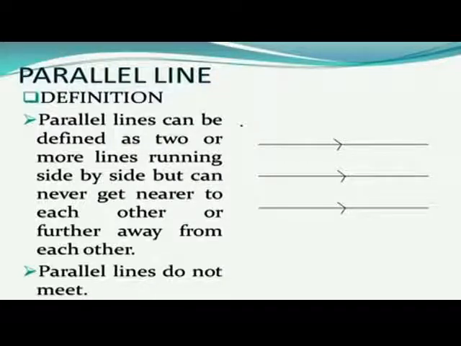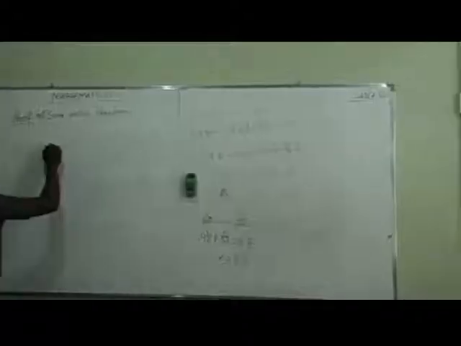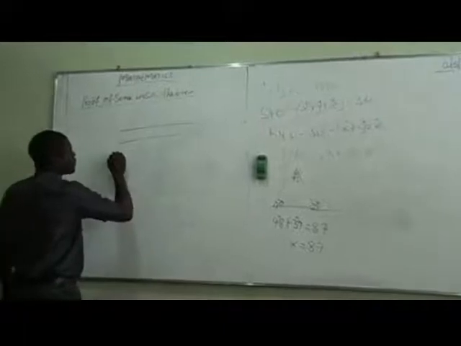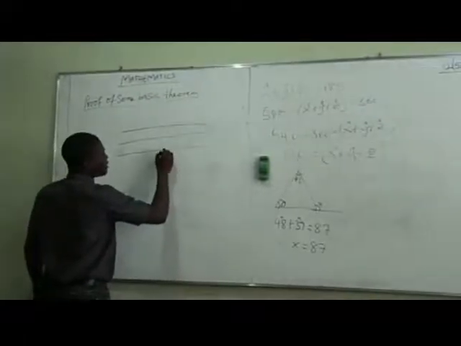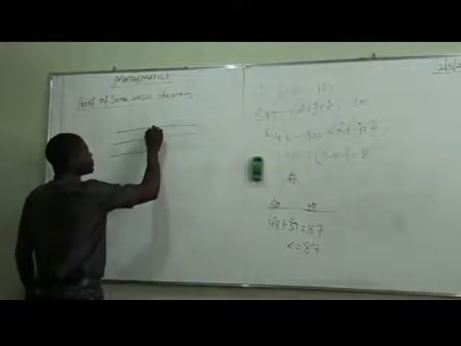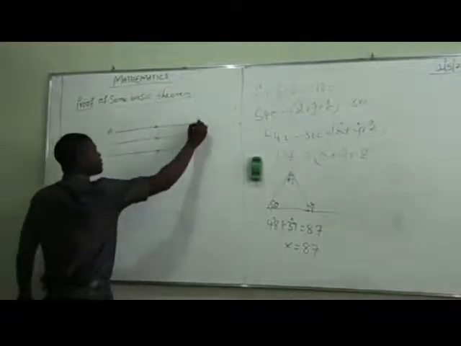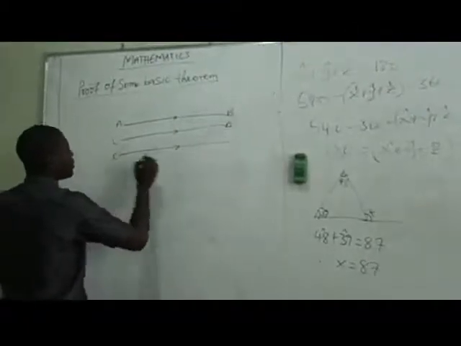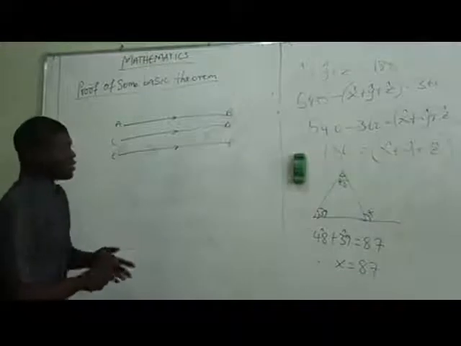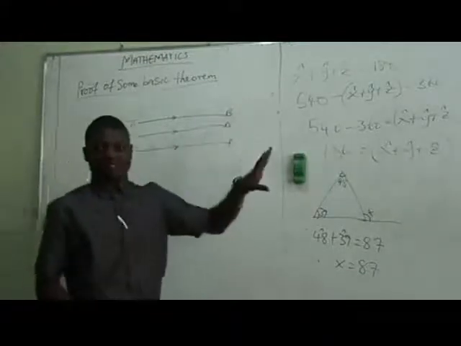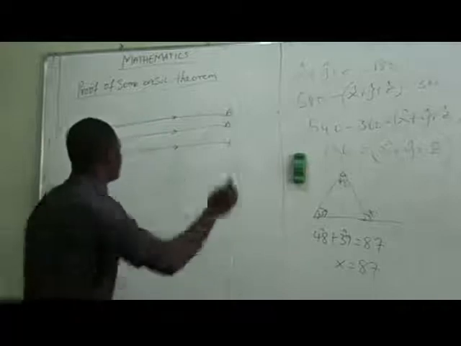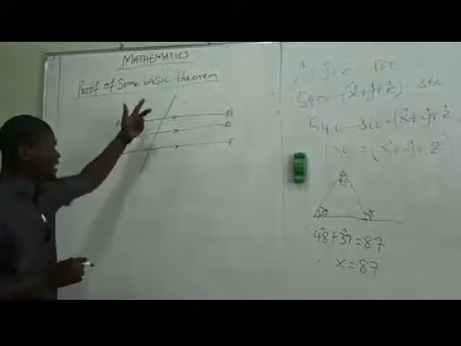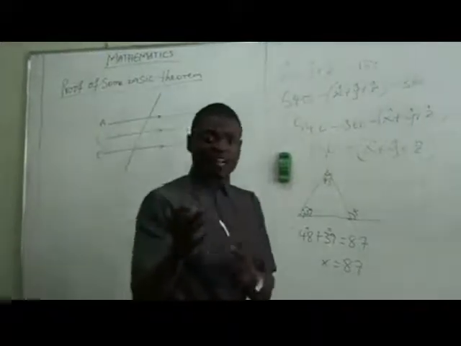Now, in parallel lines, you draw a straight line, you draw another line, and you have this. Mark here A, B, mark here C, D, and mark here E, F. These are parallel lines. But now, if you have a straight line drawn across them, this line is called a transversal. Either you call it a transversal or you call it a diagonal.